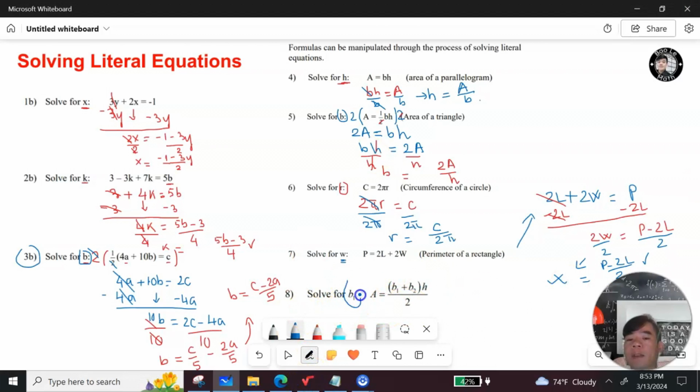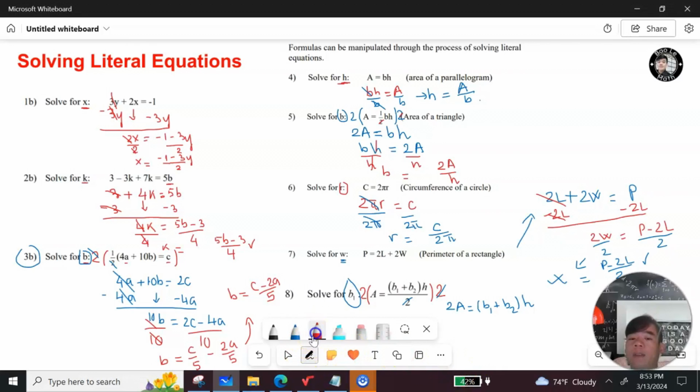Solve for B1. Okay. Again, question number 8, similar to question number 3 right here. Alright, we need to eliminate the denominator first. In order to do that, you need to multiply both sides by 2. Right, this is 2. So, the left hand side should be 2a. The right hand side, 2 and 2 cancel out. So I have b1 plus b2 in parentheses times h. Don't forget to put parentheses, because if you don't put parentheses, you're going to get the wrong answer for sure. So keep that in mind.